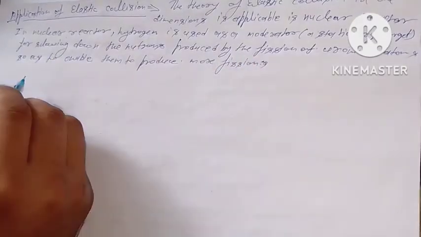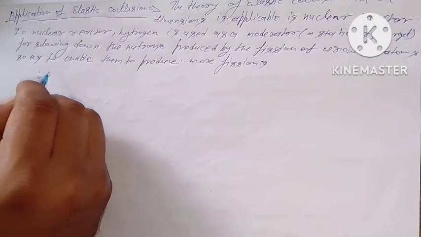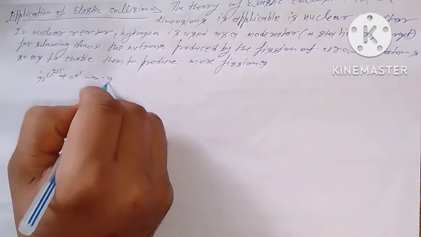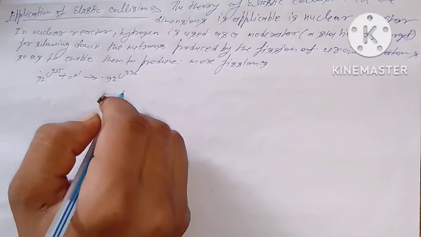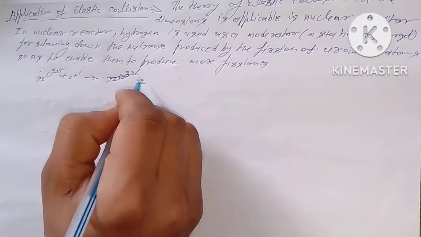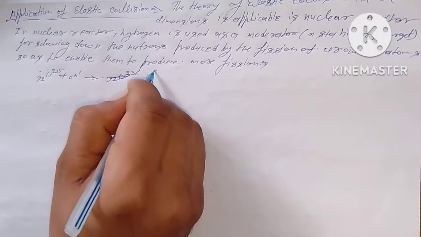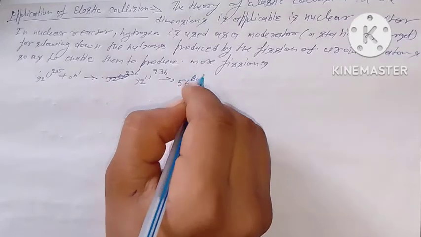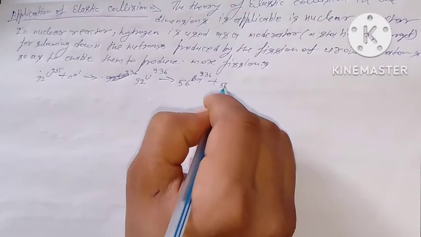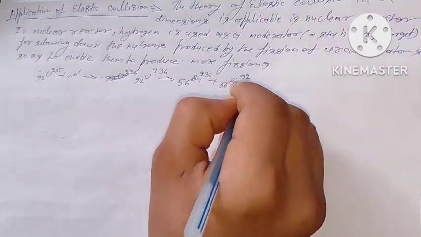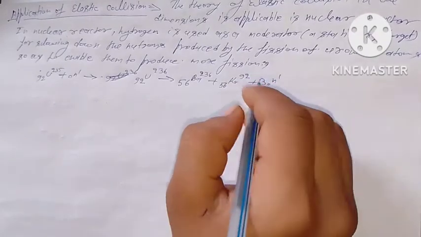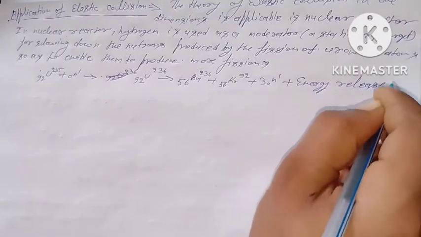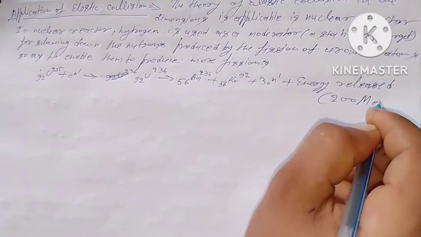Okay, fission: 92U235 uranium atom plus 0n1 neutron gives 92U236, the uranium atom converted into uranium 236, which gives 56 barium 236 plus 36 krypton 92 plus 3 neutrons plus energy released, 200 mega electron volts.